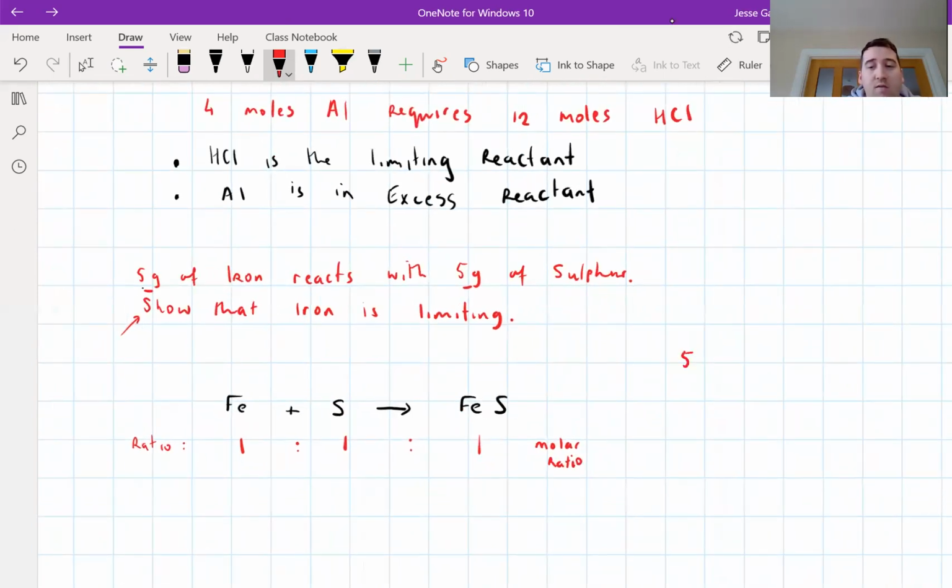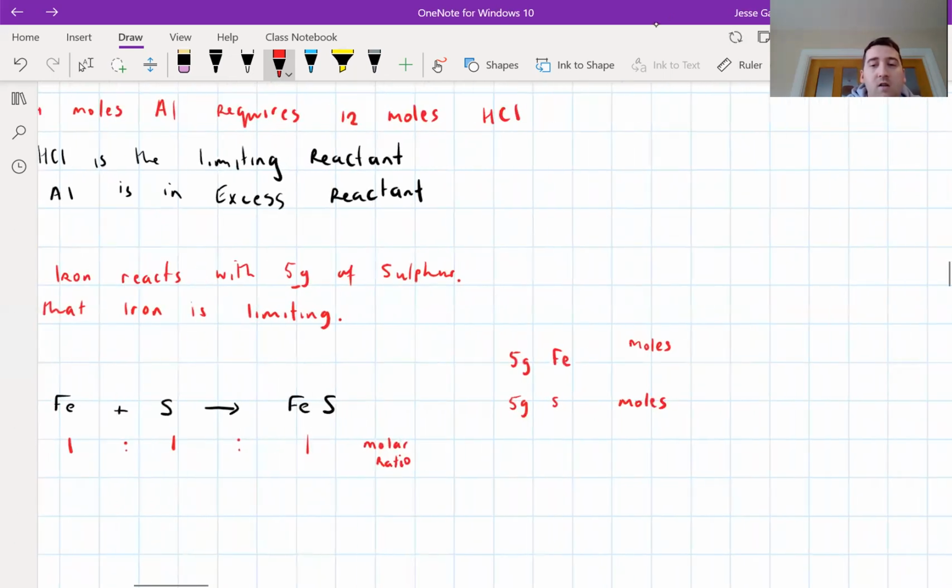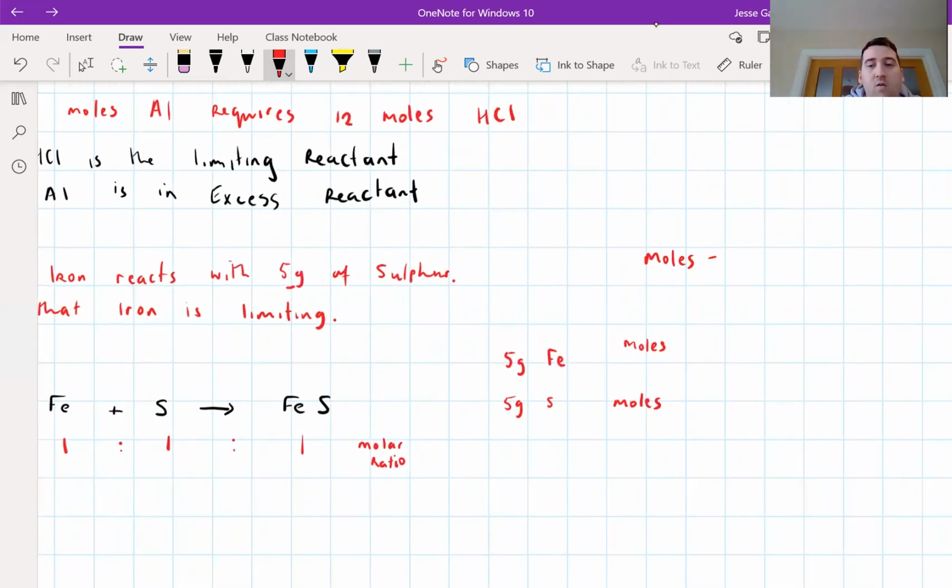Out at the side here is a bit of rough work. I've got 5 grams of iron, Fe, and I've got 5 grams of sulfur, S. So what I have to do is convert to moles of each. Now I know my formula is moles equals mass divided by Mr. Again, nothing new there, done it loads of times. So for my moles of each substance, I take my mass, which is 5 grams. Iron has a molecular mass of 56. And for sulfur, it's 5 grams and the molecular mass is 32. So I'm going to go ahead and work out the moles here.